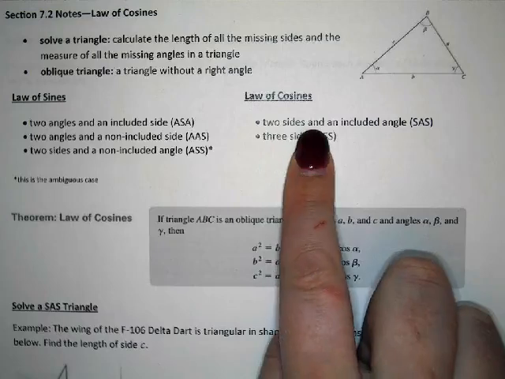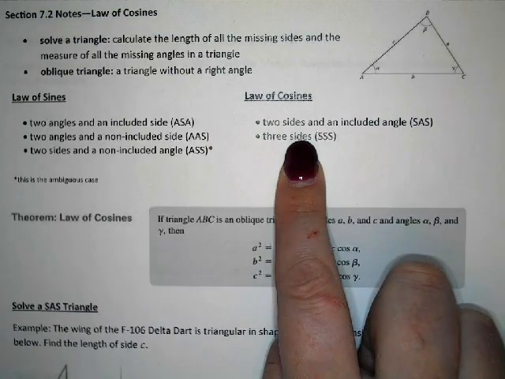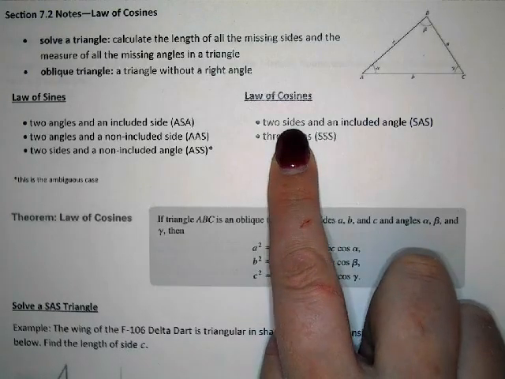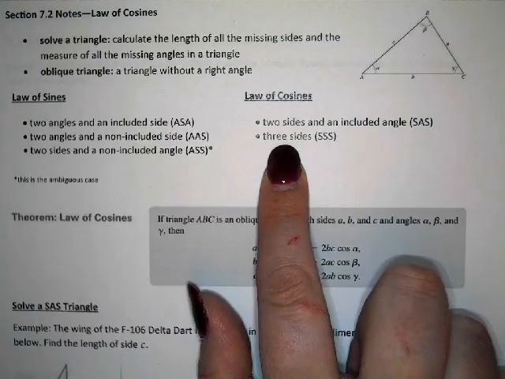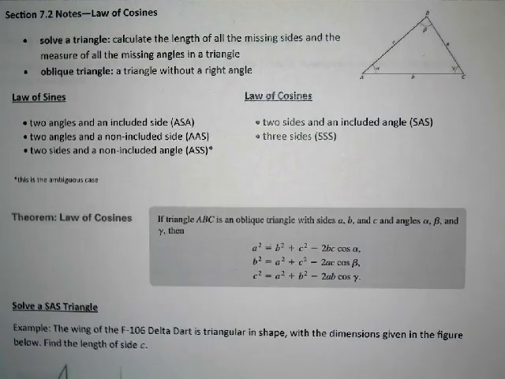So law of cosines is used in two specific circumstances with triangles. In one, you have two sides and an angle that's in between them. And in the other situation, you have three sides of a triangle given in the problem.